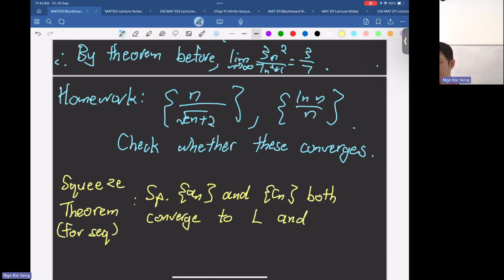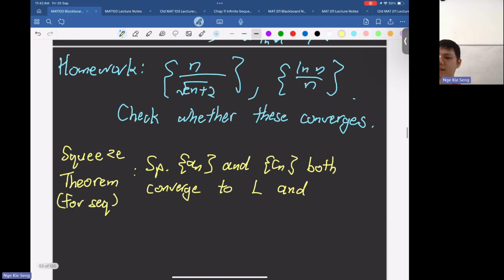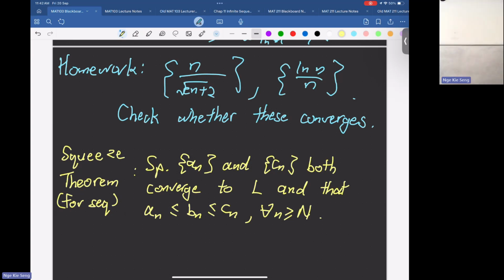And so there's a squeeze here, right? We want to squeeze something. So let's squeeze b_n, such that a_n is less than or equal to b_n, and b_n is less than or equal to c_n for all n greater than or equal to N. Is everyone okay with this shorthand notation for "for all"?